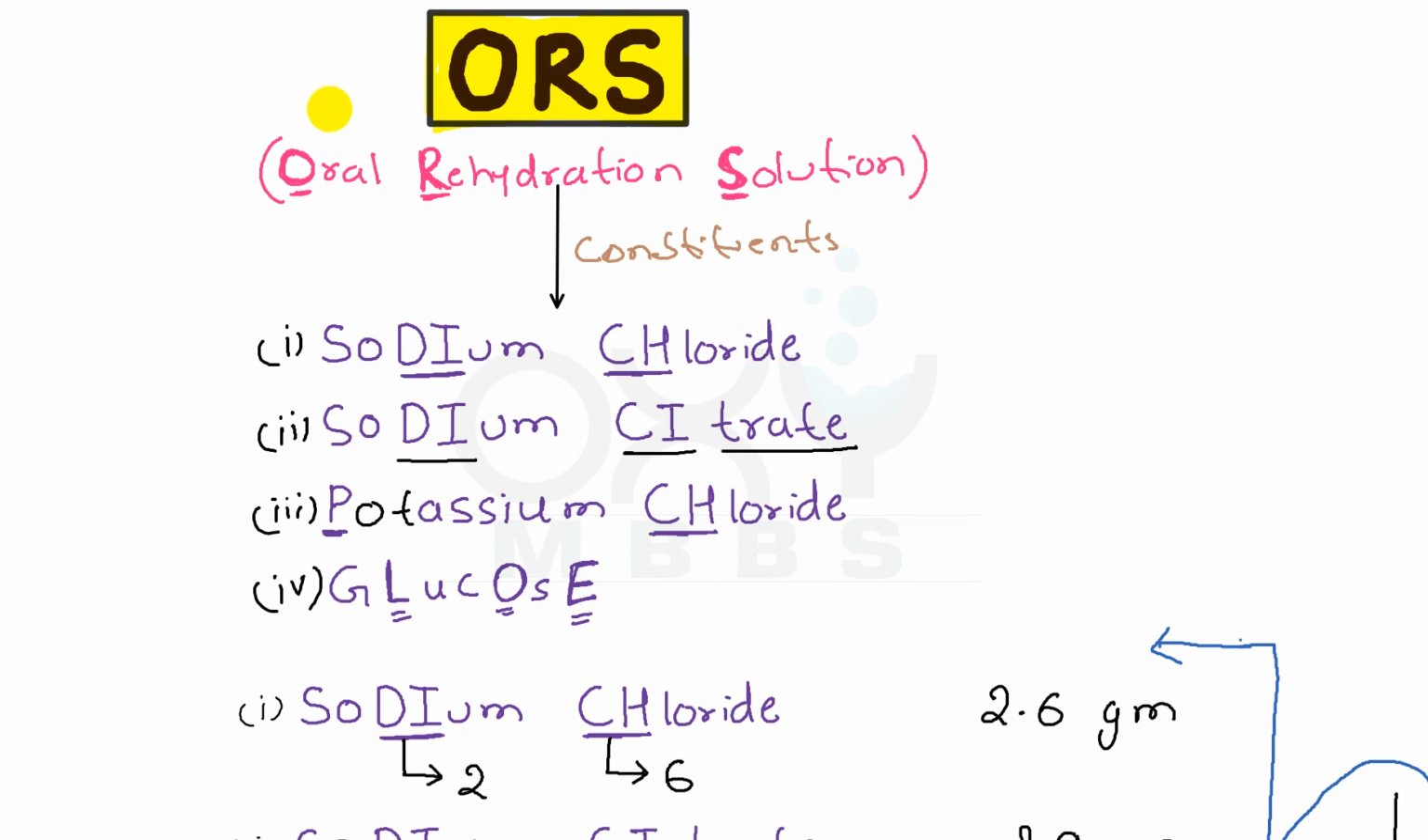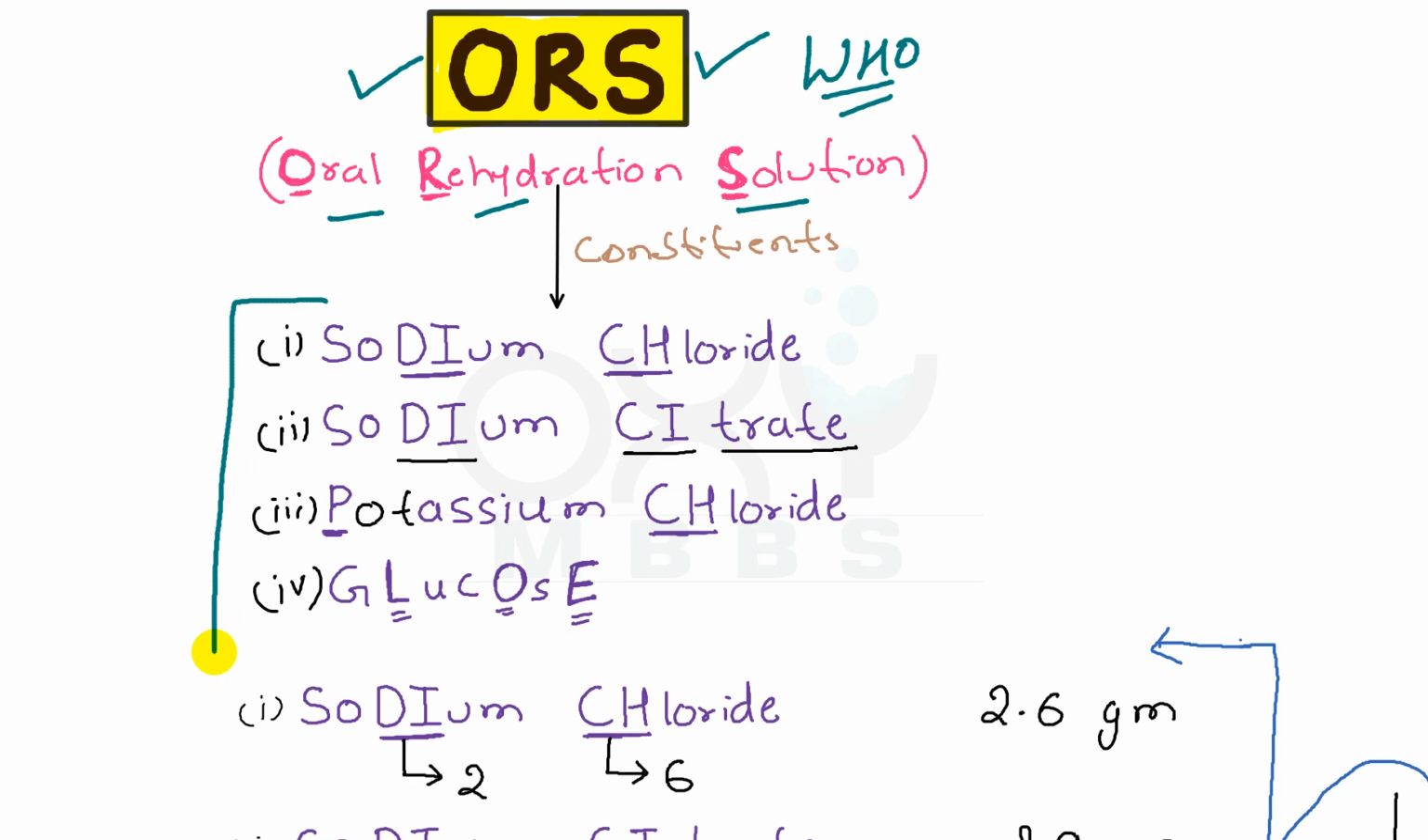Hi friends, in this video I am going to tell you which are the constituents of the ORS and how much they are present in the ORS packet which is recommended by our WHO. As you all know, the full form of ORS is Oral Rehydration Solution. And these are the main four constituents of the ORS. One is sodium chloride, second one is sodium citrate, next is potassium chloride and glucose. Now the question is how much they are present in the ORS packet.